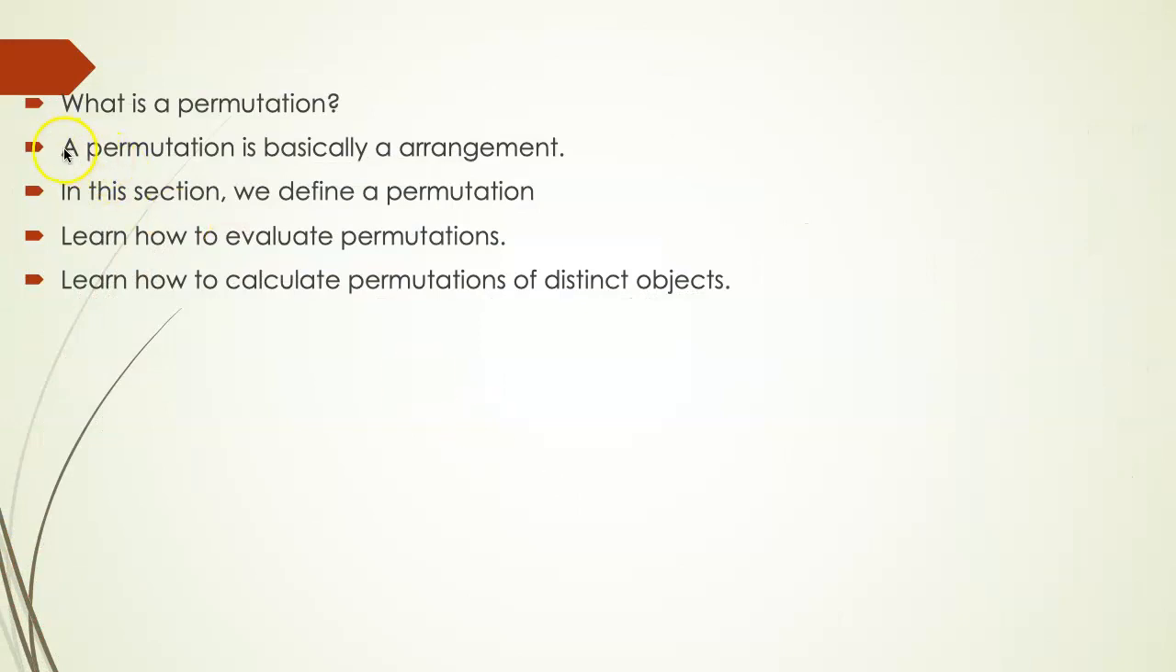So we learn in this section what a permutation is. By a permutation we mean an arrangement of objects, and we learn how to evaluate permutations and how to calculate permutations of distinct objects. So what we need to remember is that a permutation is an arrangement.